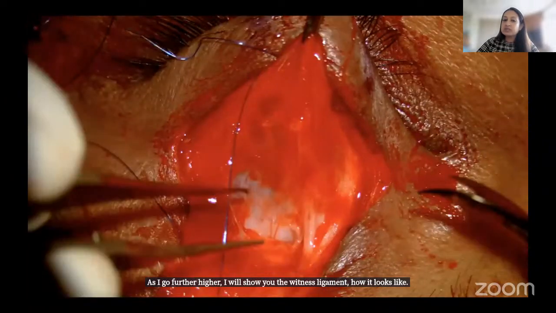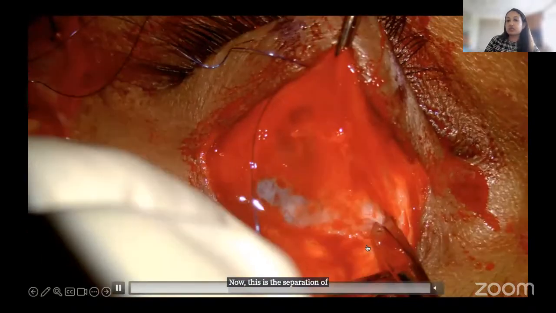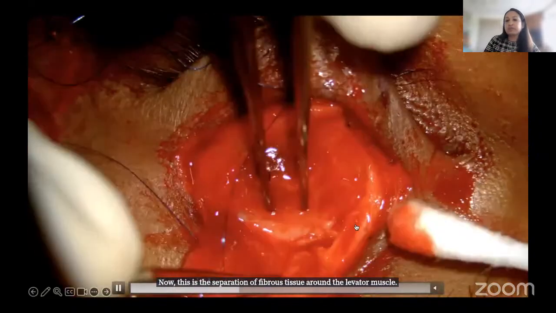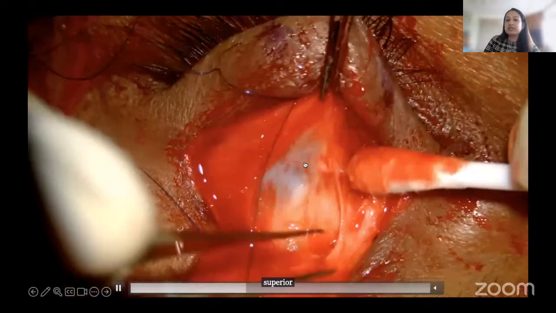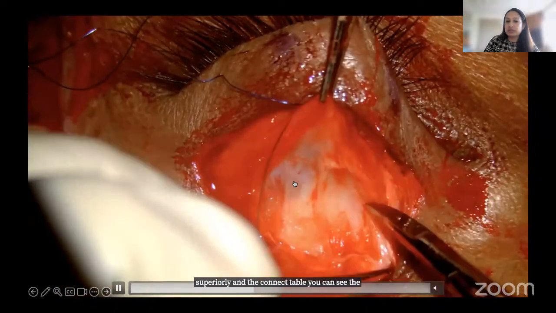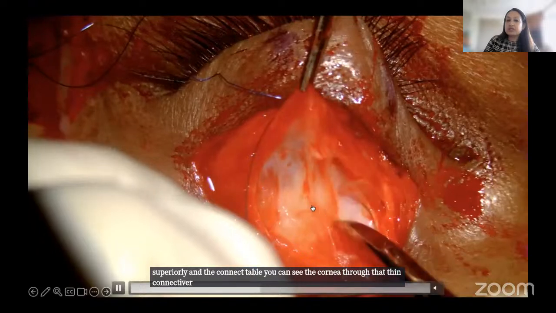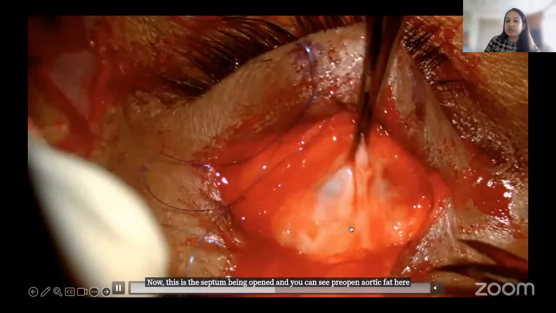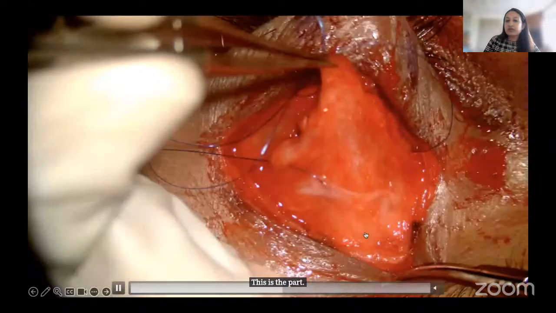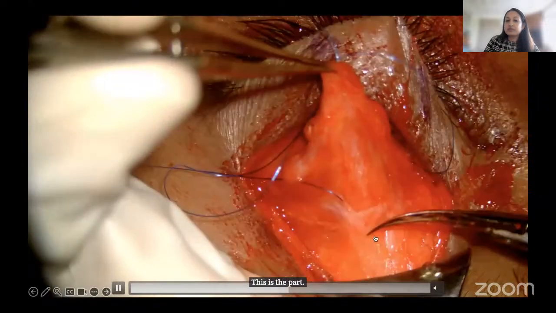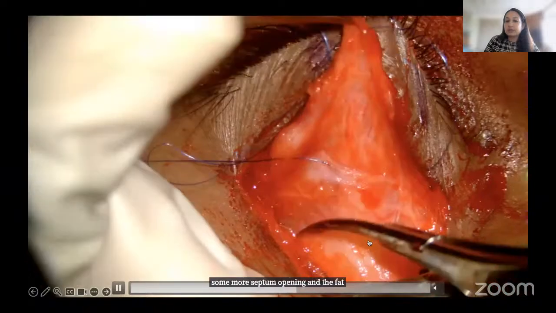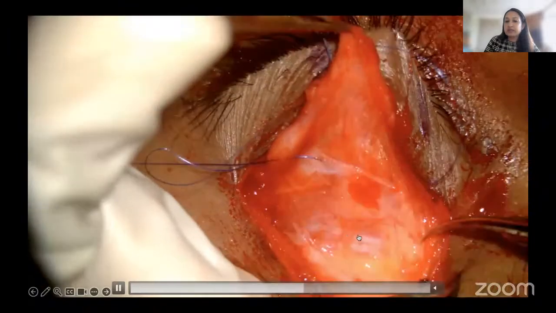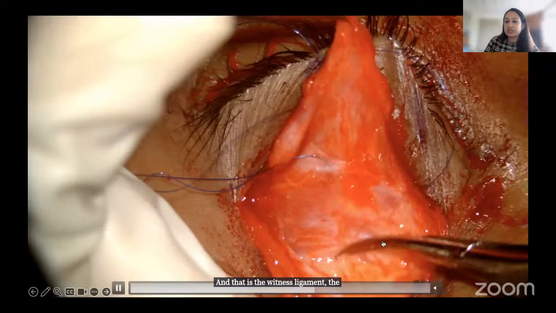Now, this is the separation of fibrous tissue around the levator muscle superiorly, and the conjunctiva, you can see the cornea through that thin conjunctiva. Now, this is the septum being opened, and you can see preaponeurotic fat here. This is the fat. Some more septum opening and the fat. And that is the Whitnall's ligament, the horizontal condensation here.